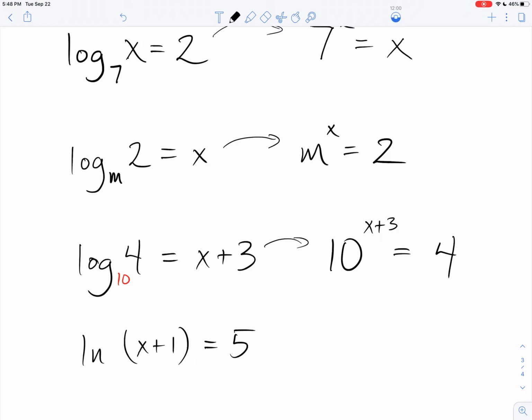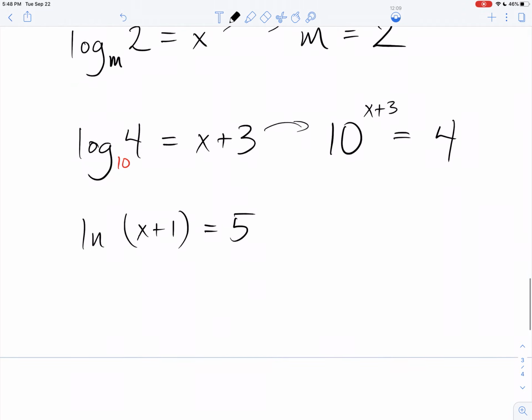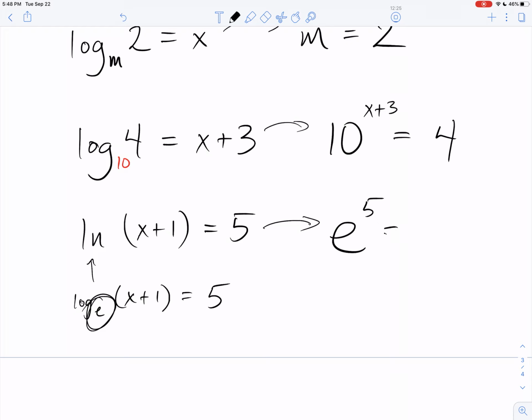Natural log of x plus 1 equals 5. And you say, they did not write the base in. There is no base. Sure they did. If it's a natural log, then it's the same as saying log base e of x plus 1 equals 5. But if that helps your brain, great. But when you convert it, boom, there's your base. e to the 5 equals x plus 1. There you go.